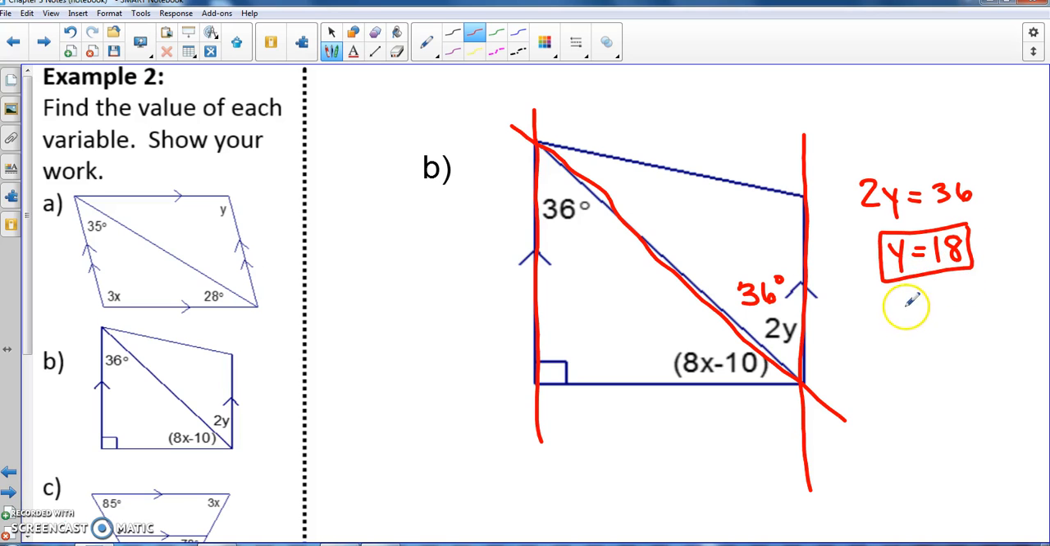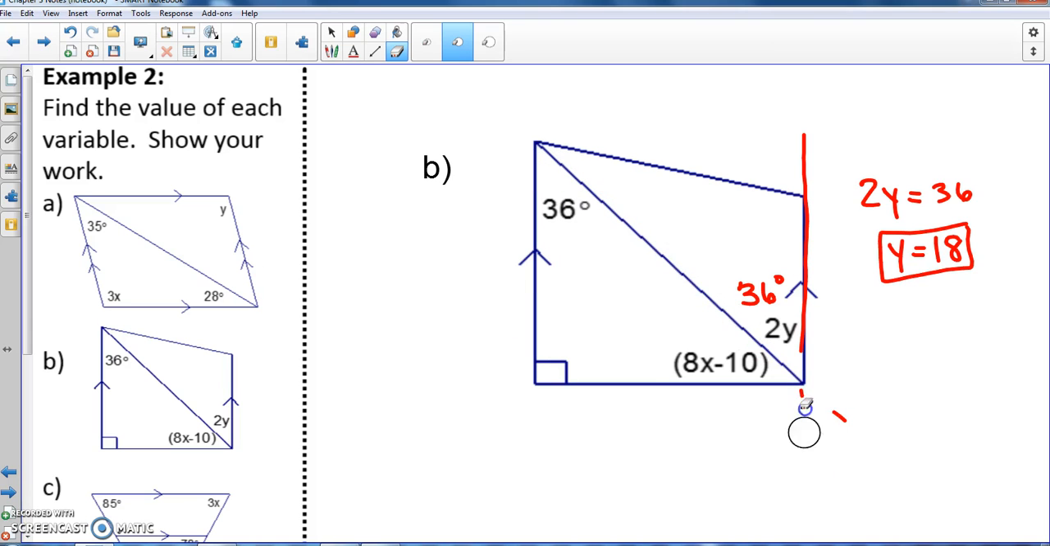Good. Now you got one of your variables. Okay, your work and your answer, because these are typically 4 points when you're finding two variables. All right, now I am going to erase the lines, but keep the angles that you find because they stay. They're still going to be true for the rest of the problem because it's in the same figure.